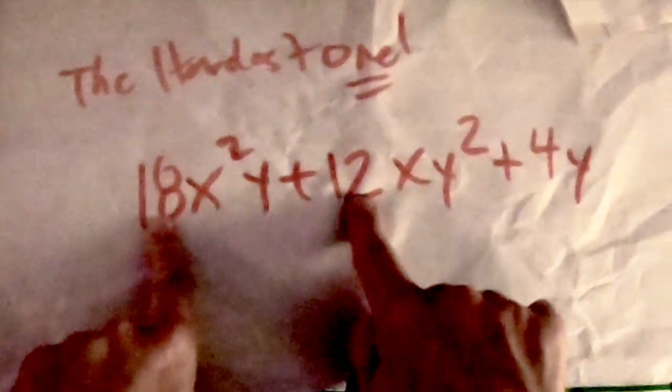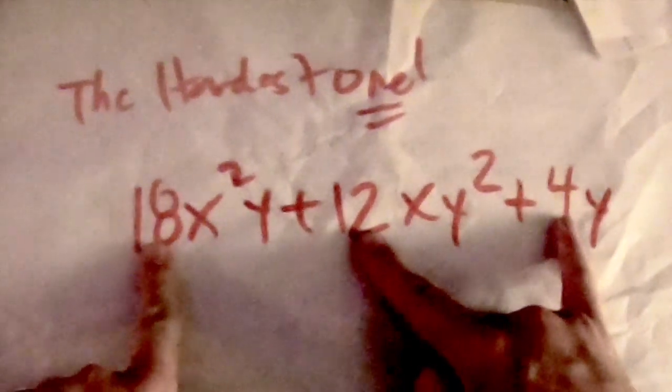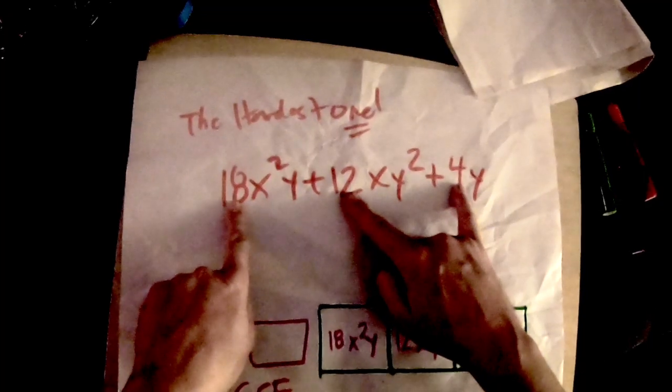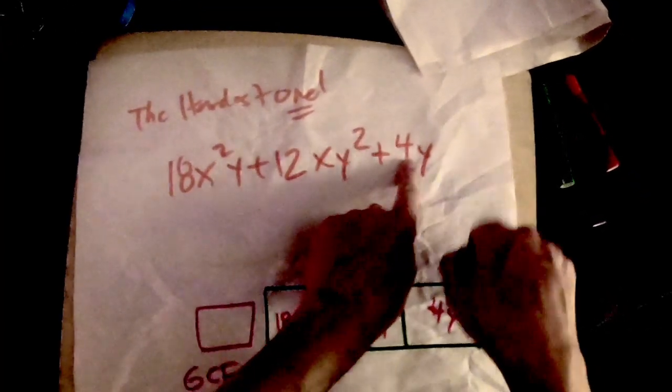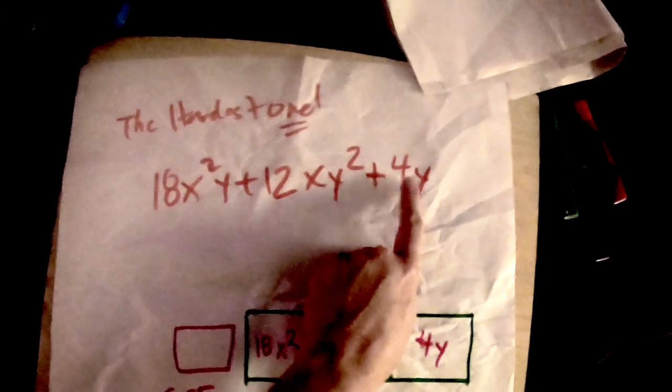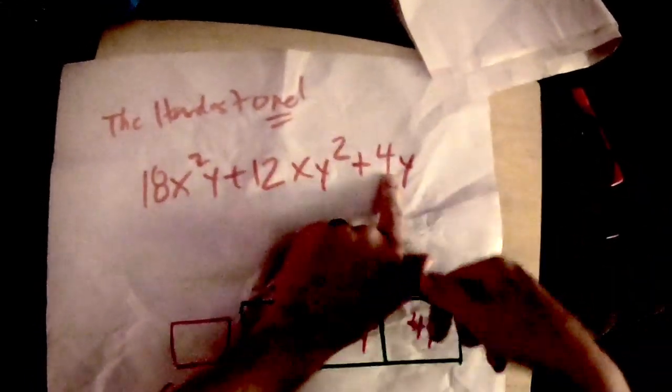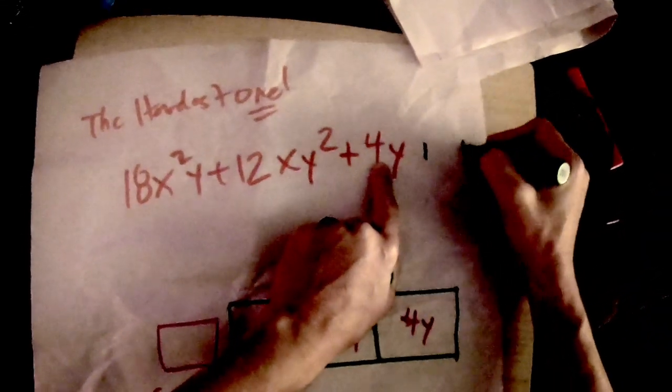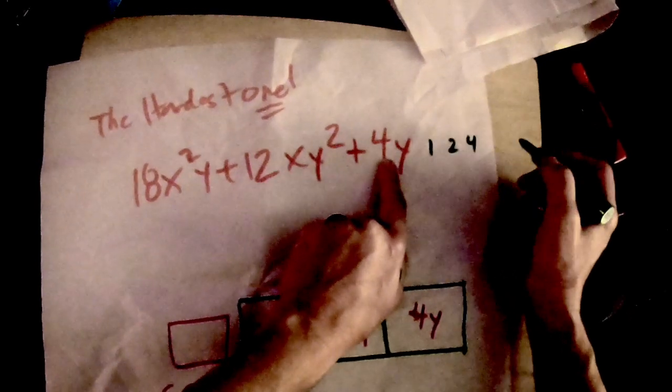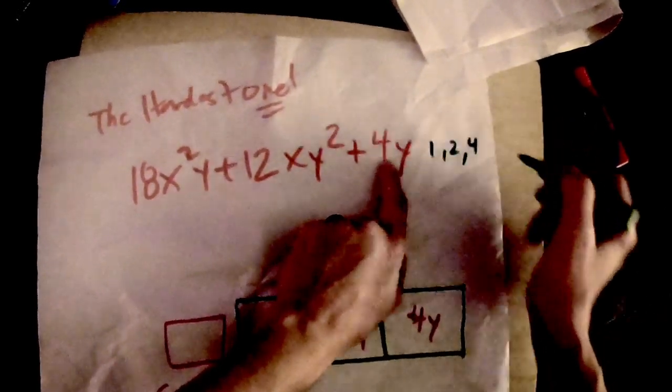All right, let's just look at the numbers first. I see an 18, a 12, and a 4. What number goes into all those? What's the biggest common factor? Let's look at the smallest number, 4. Only a couple factors of 4. Factors of 4 are 1 times 4, so those are factors, and then 2 times 2 is 4. So those are our choices.